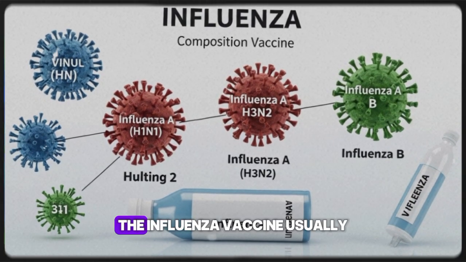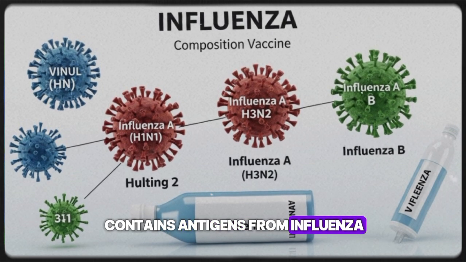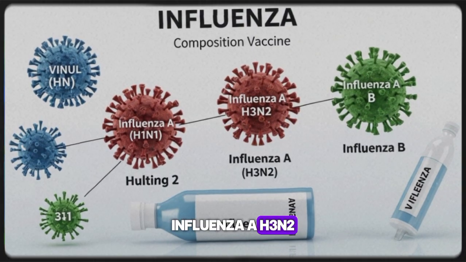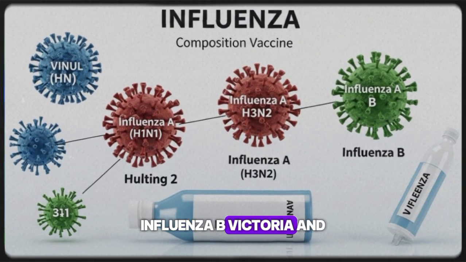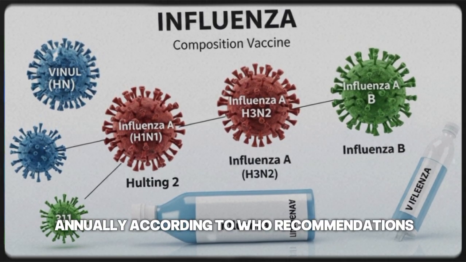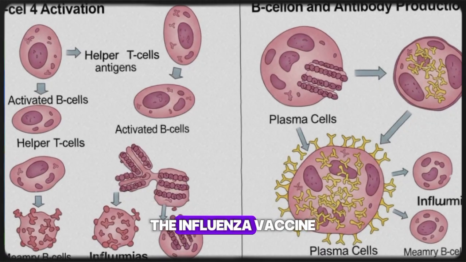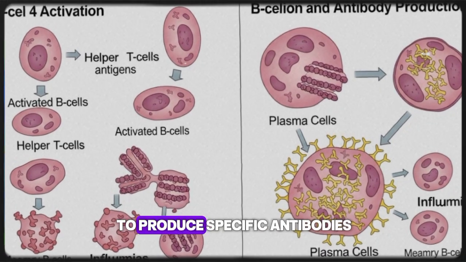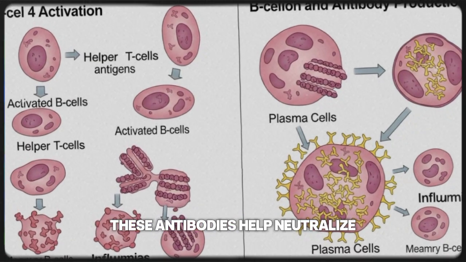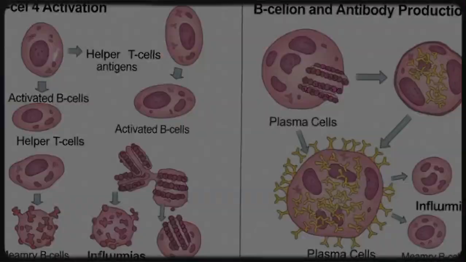Composition. The influenza vaccine usually contains antigens from Influenza A, H1N1. Influenza A, H3N2. Influenza B, Victoria and/or Yamagata lineage. These strains are updated annually according to WHO recommendations. Mechanism of action. The influenza vaccine stimulates the immune system to produce specific antibodies against influenza virus antigens. These antibodies help neutralize the virus and prevent infection or reduce disease severity upon exposure.